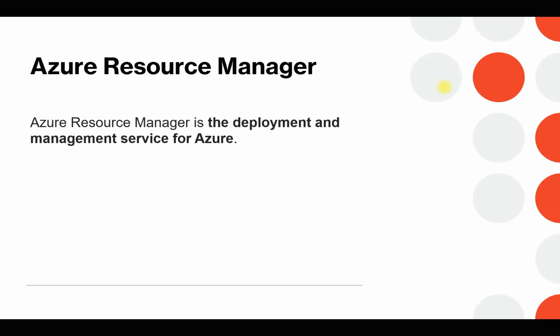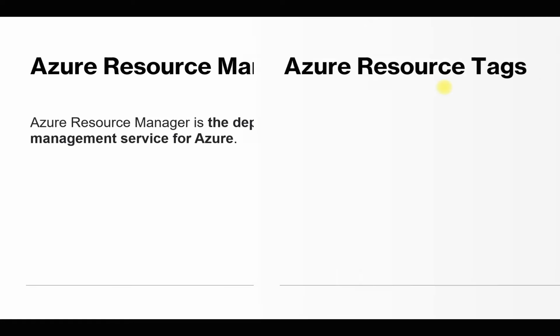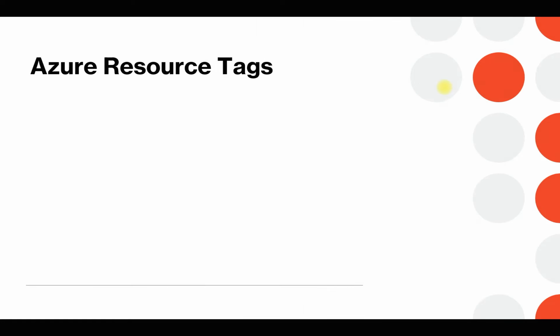In case you are not using ARM, you are missing out on some of the best features provided by Microsoft Azure. Azure Resource Manager provides a way to manage our Azure resources in a logical group. So we can use Resource Manager to deploy, update and delete our resources in a single operation. That's why it is one of the best features, or the best services, provided by Microsoft Azure.